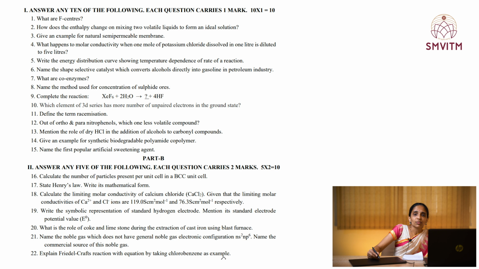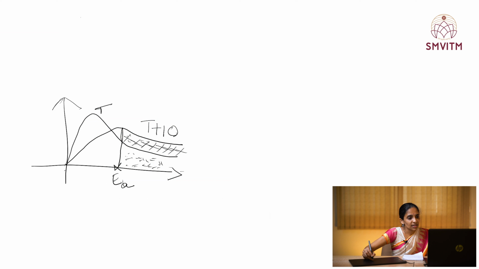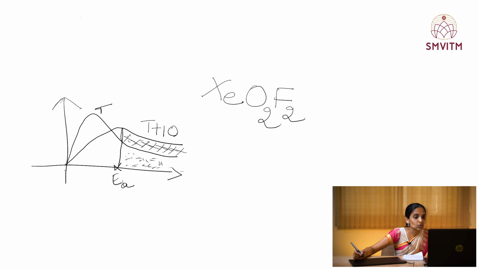Ninth question is from noble gases. It's a hydrolysis reaction. Because in this reaction you are using 2 water molecules, okay? You are using 2 water molecules. That is why what happens is from XeF6, 4 fluorines are replaced. 2 oxygens come and 2 fluorines remain. So, the answer is XeO2F2. 2 oxygens come, replacing 4 fluorines. Okay, 2 more oxygens remain.